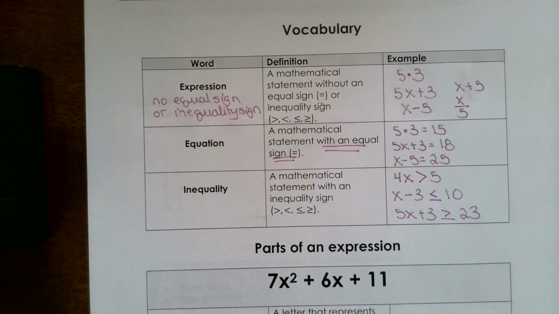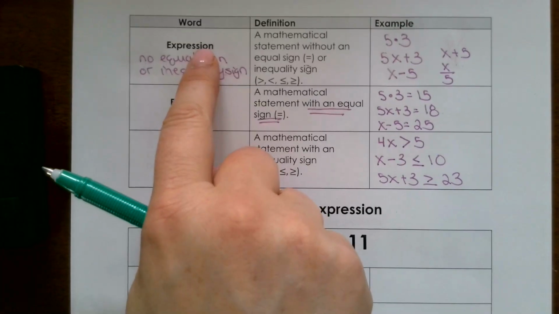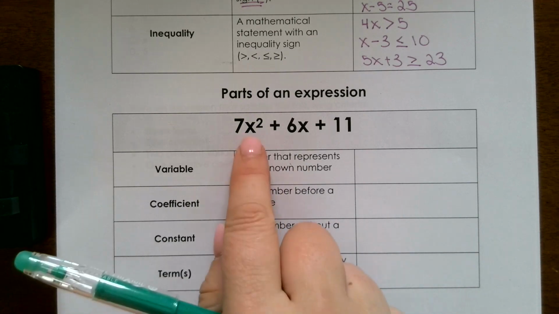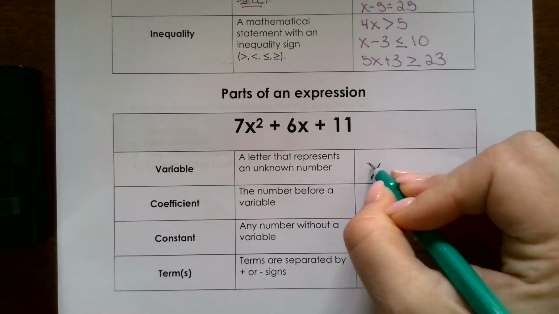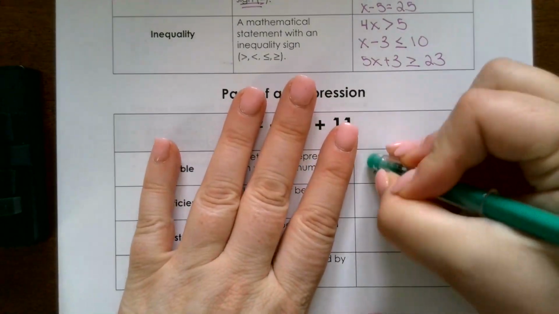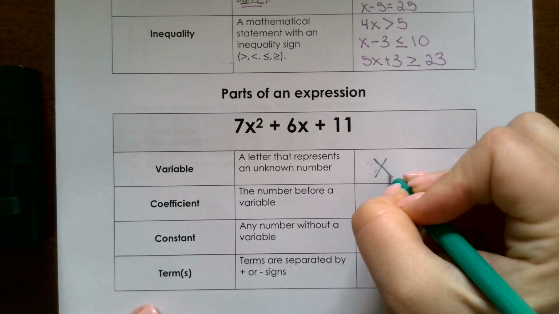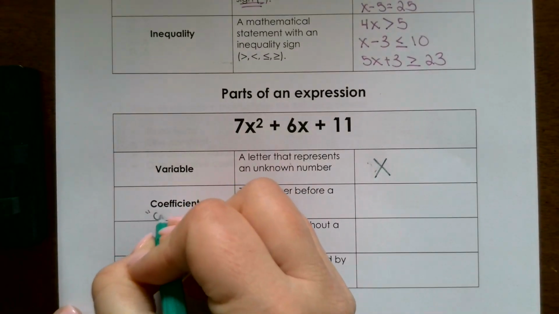Let's go down here to the bottom of the page, and we've got parts of an expression. So we're going back to this word, and here we have an expression, 7x squared plus 6x plus 11. The variable is a letter that represents an unknown number. So you can see up here that x is the variable. It's a letter that represents an unknown number. So in this case, we've got the letter x.